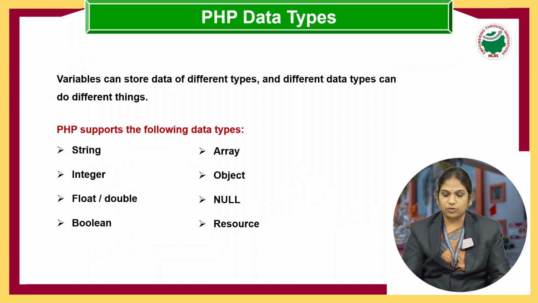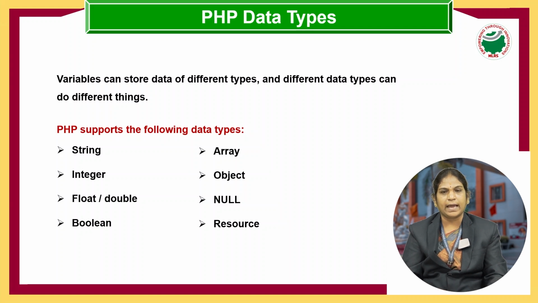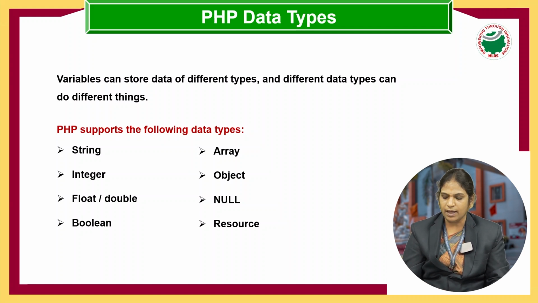And PHP is going to specify different data types. What is the data type? A variable can store different types of data, and different types of data can perform different types of operations. So here PHP supports different types of data: string, integer, float, boolean, array, object, null and resource. So here it is supporting different types of data types.